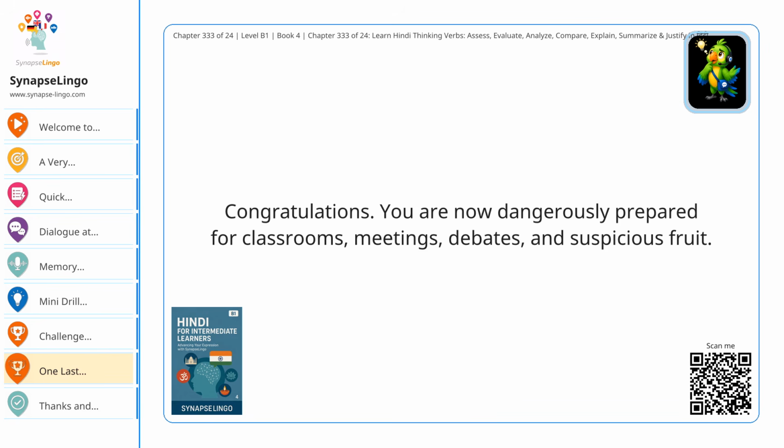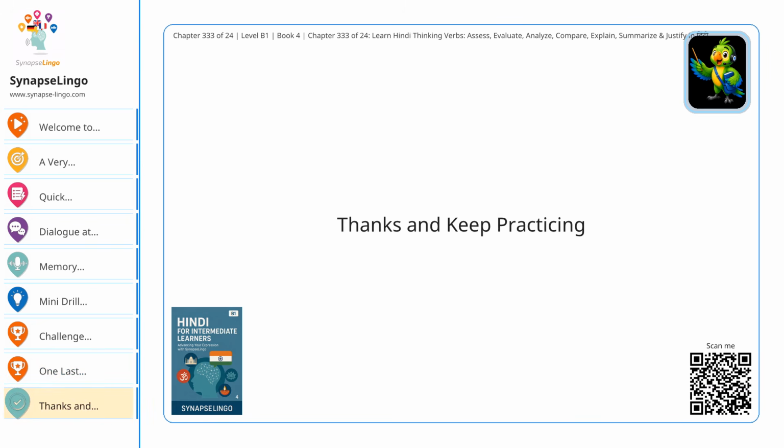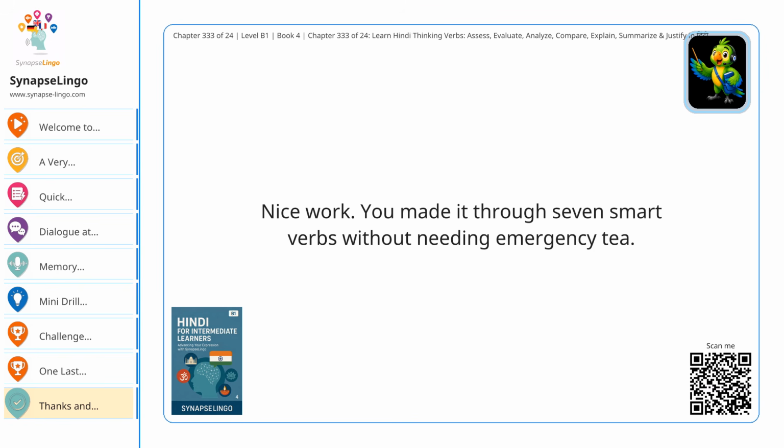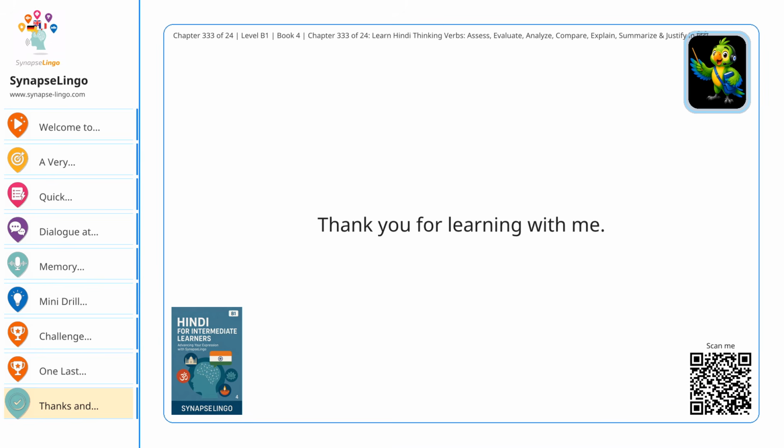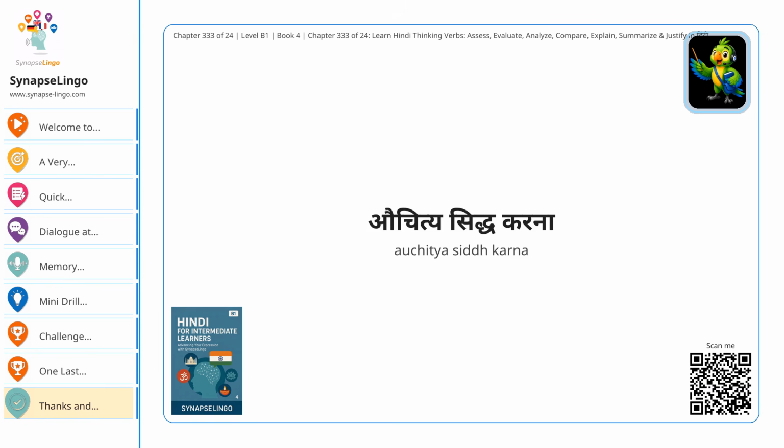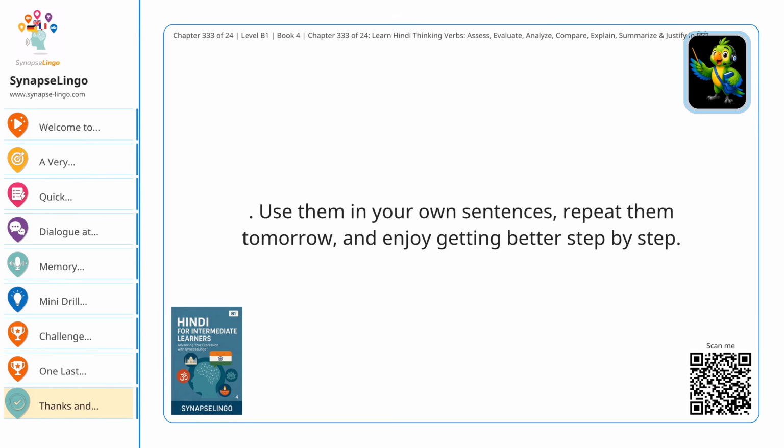Congratulations. You are now dangerously prepared for classrooms, meetings, debates, and suspicious fruit. Thanks and keep practicing. Nice work. You made it through 7 smart verbs without needing emergency tea. Thank you for learning with me. Keep practicing these Hindi words aloud. आकलन करना. मूल्यांकन करना. विश्लेषण करना. तुलना करना. समझाना. संक्षेप करना. And औचित्य सिद्ध करना. Use them in your own sentences, repeat them tomorrow, and enjoy getting better step by step.